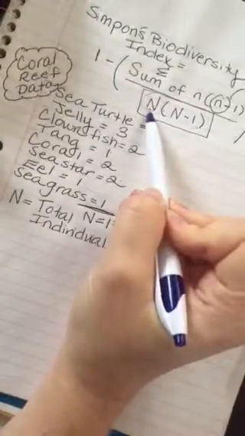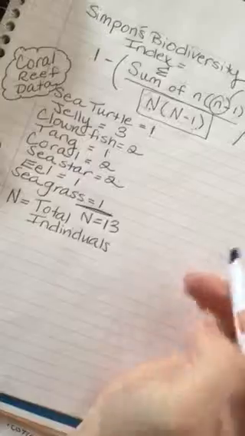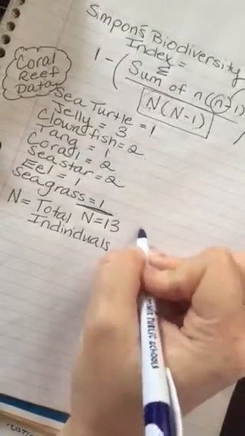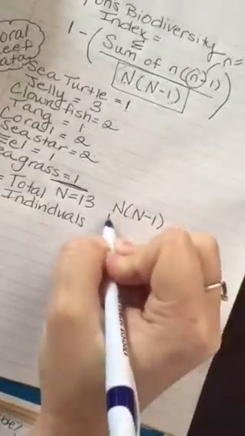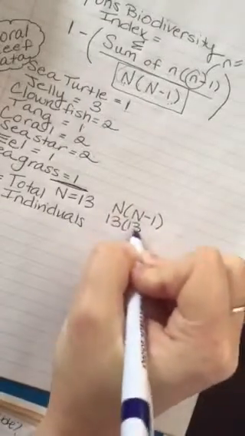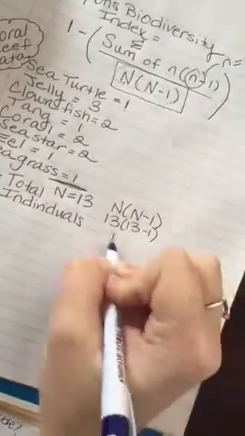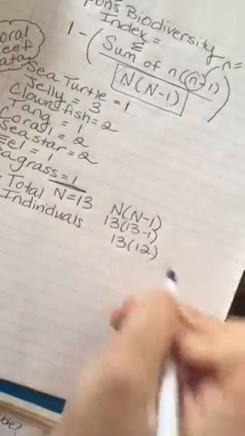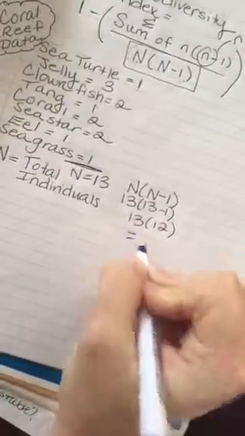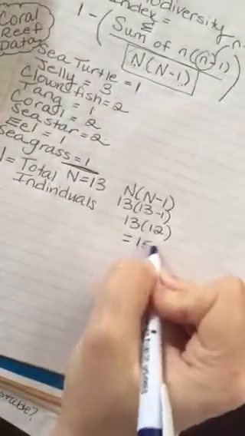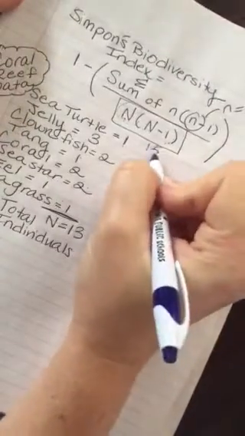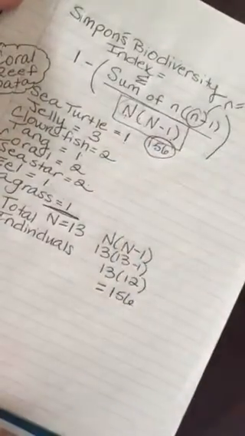Now let's do big N, N minus 1. In this case we're going to have 13, 13 minus 1. We've got 13 times 12. I'm going to go ahead and put that in my calculator. And I've got 156. So right now we've got 156 for our denominator.